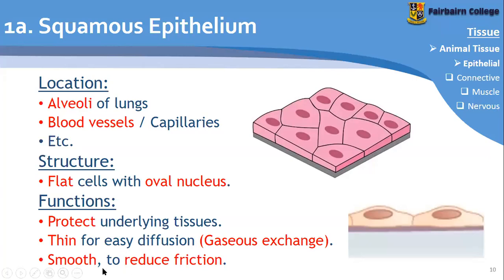And then lastly, it is smooth, and that reduces the friction so that you don't have a lot of rubbing together, there's not a lot of wear and tear, and things can easily move through the blood vessels and other parts of the body very quickly. So wherever you need a bit less friction, you're likely to find squamous epithelium. But the main ones here are the top two, protection and thin for easy diffusion, because that links to the location that we focus on, the alveoli and the blood vessels.